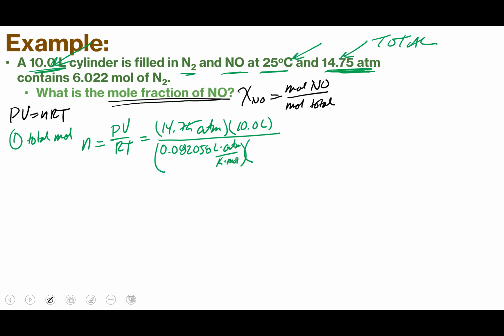We need to convert our 25 degrees C into Kelvin. So our temperature is 25 Celsius plus 273.15.